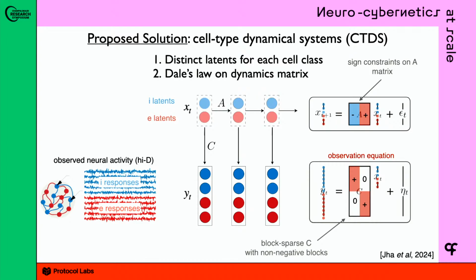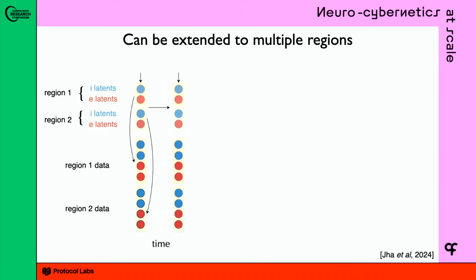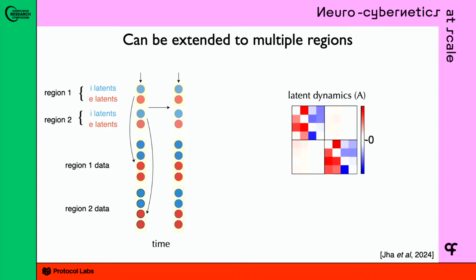So with those two constraints in mind, we now have a new model family called CTDS, which we can map more directly onto recordings with different cell types. And I'll point out one way in which we can extend the model further. We can make this a model for multiple regions, right? So imagine now that I have a recording from 2 different brain regions. Both of those brain regions could have E and I latents in them, which project specifically, so the latents for region 1 would project only to the region 1 data, et cetera. But we might, moreover, know something about the way that these 2 regions talk to each other.